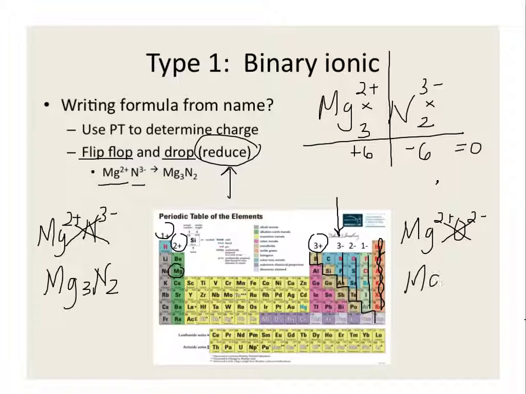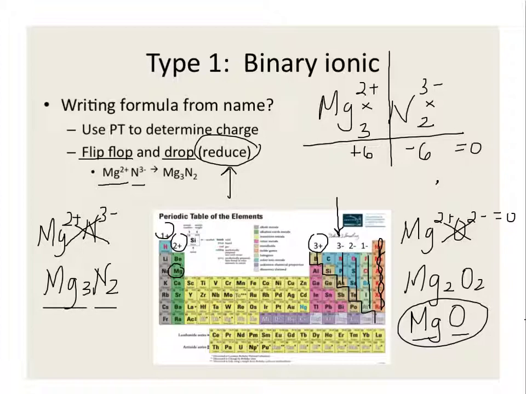Well, we're not going to write it as Mg2O2. If you see these charges, they're already at 0, aren't they? So we are just going to reduce it by dividing each of those elements by 2. So you have MgO as your formula. This would be called magnesium oxide, and this would be called magnesium nitride, right? So these are type 1 binary ionic compounds.